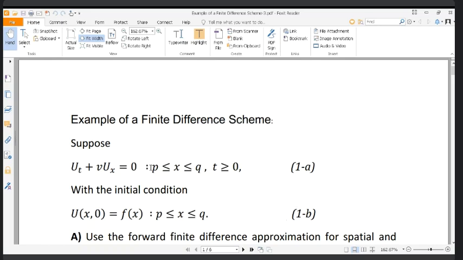We have explained this example, but in this session, we review this example and explain some details of it. Suppose u_t plus v u_x equals 0, where x is bigger than p and smaller than q, and t is bigger than 0.